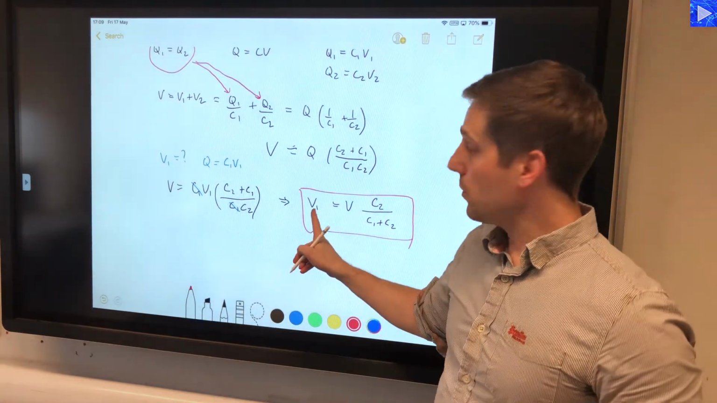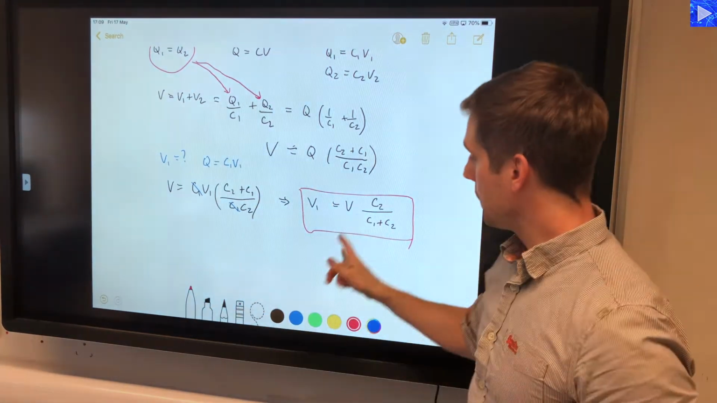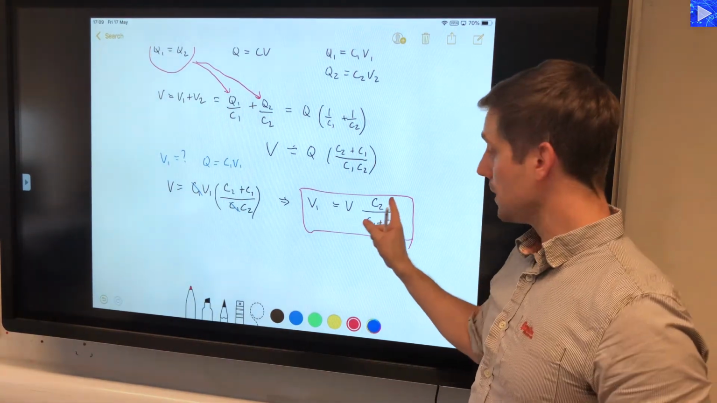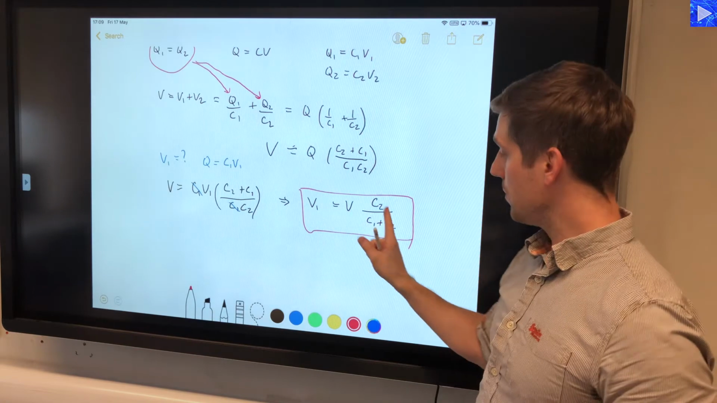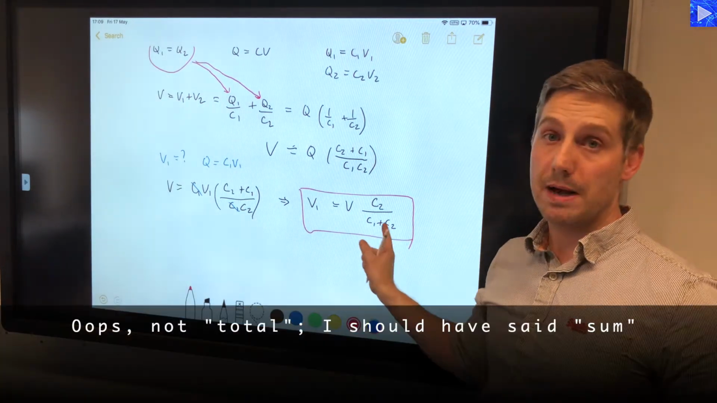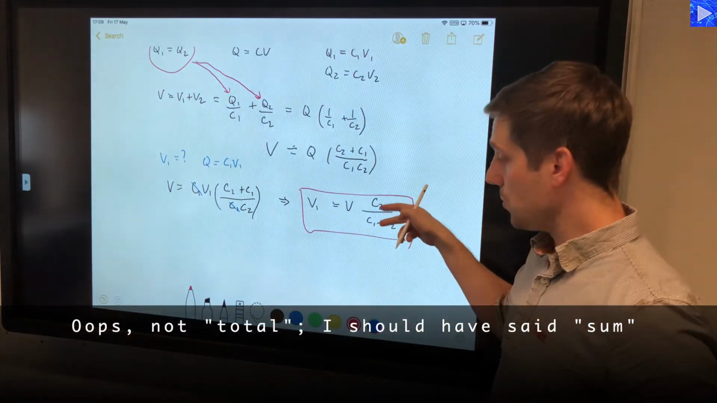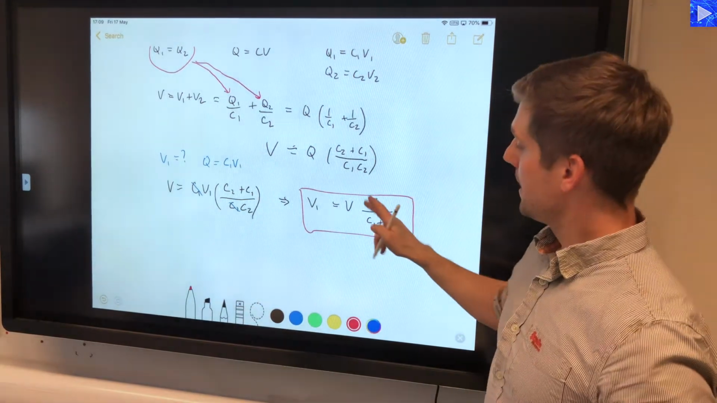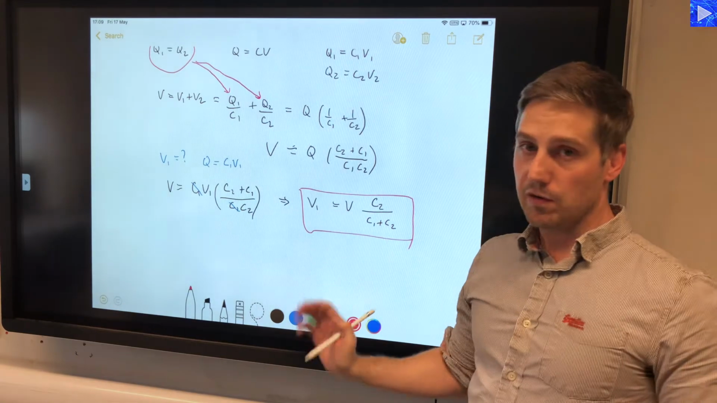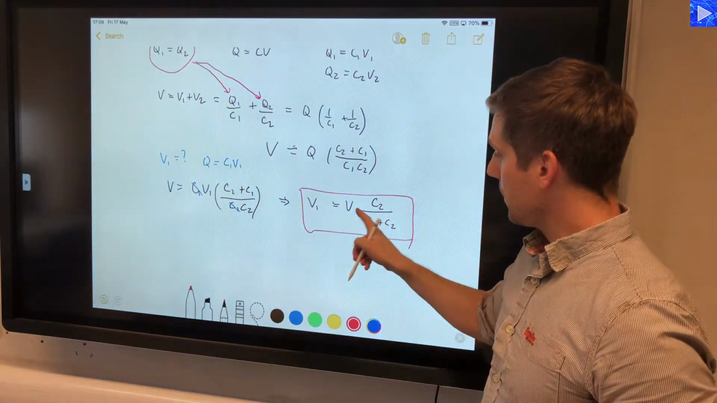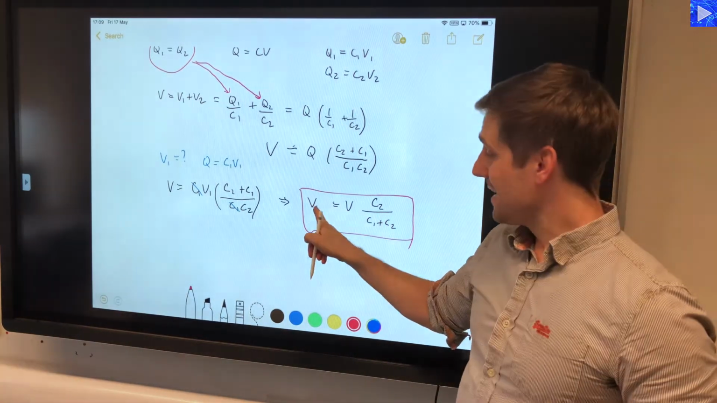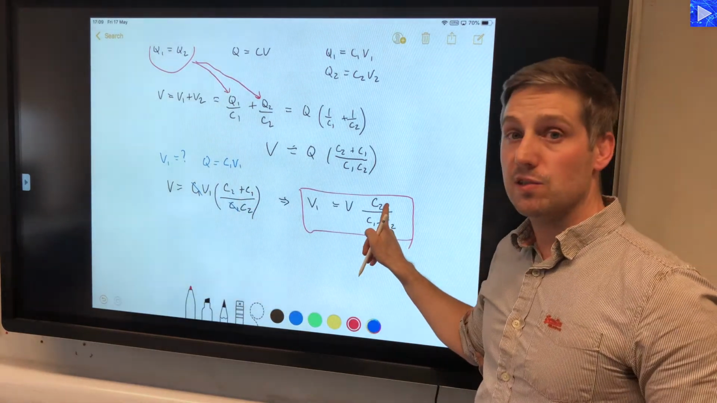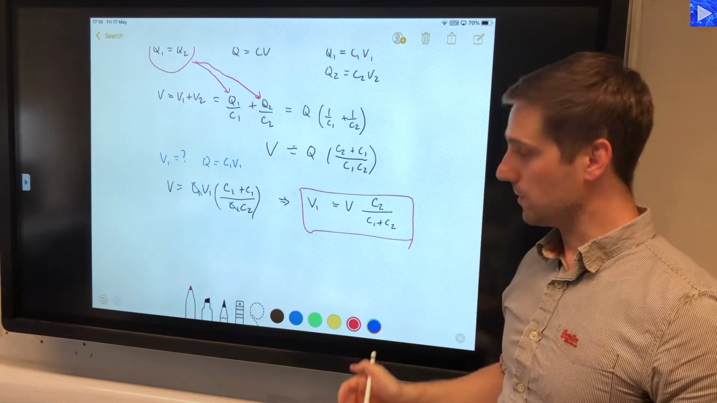So the voltage across capacitor 1 is equal to the input voltage multiplied by a ratio of capacitances: the other capacitor divided by the total capacitance. So the units will cancel out there because that's a ratio of capacitance values. That's good, so the units agree on both sides. And like I stressed, it's important that the voltage across capacitor 1 is equal to the capacitance 2 divided by the total capacitance.